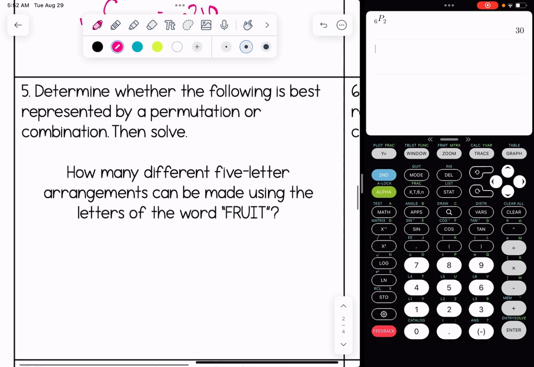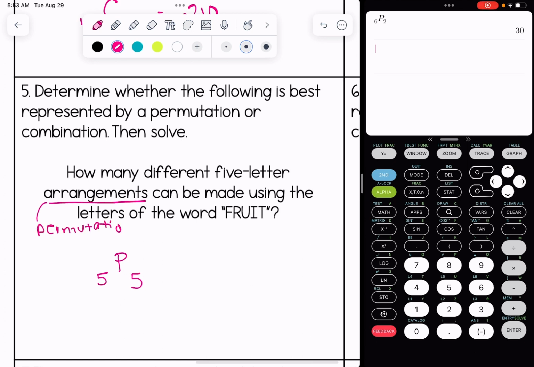All right, number 5. Same idea. It says how many different 5-letter arrangements, this is a key word for permutation, by the way, anytime you see arrangements, can be made using the letters of the word fruit. Okay, well, the word fruit has 5 letters, and we're going to be picking 5 of them. We're just going to rearrange them. So this is a permutation.